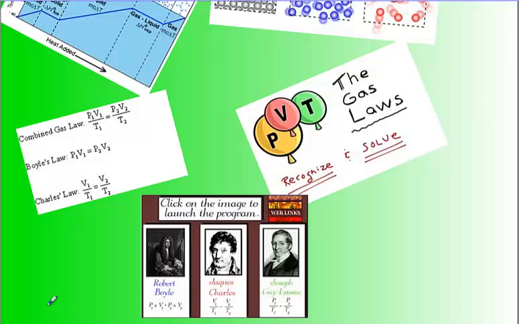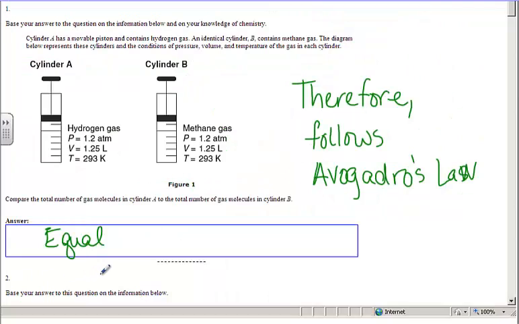Now, if we look at a couple questions here, we're going to look at the first one, and it's pretty long, but it shows us two cylinders here with hydrogen gas. Identical cylinders, okay, same size, same shape, and we're going to look at the pressure, volume, and temperature of the gas in each cylinder. Question states, compare the total number of gas molecules in cylinder A to the total number of gas molecules in cylinder B.